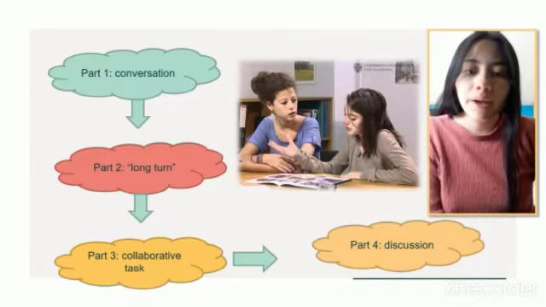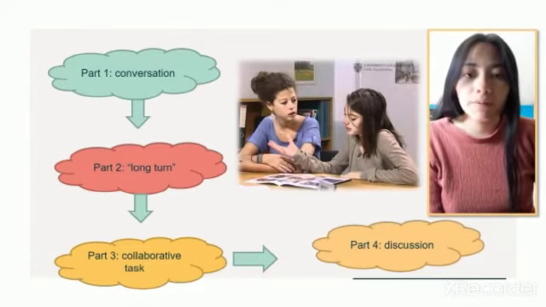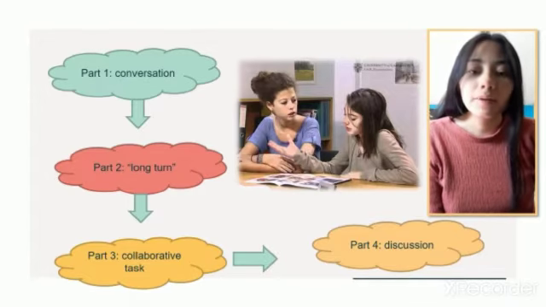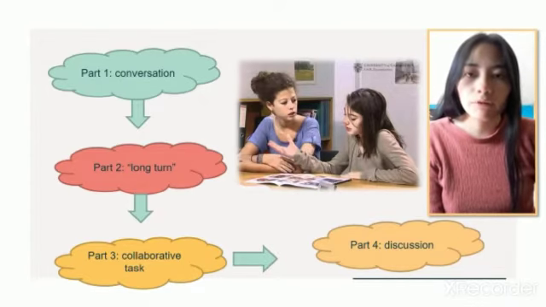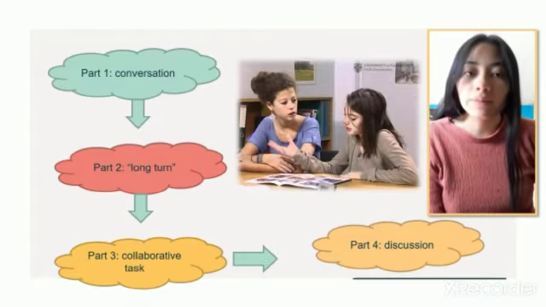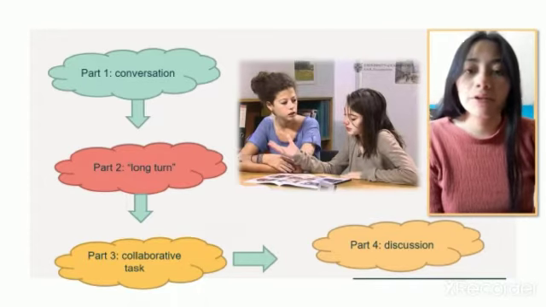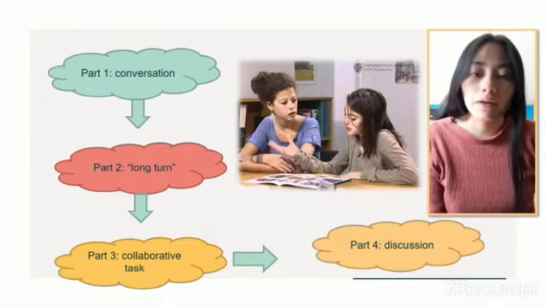So, the speaking paper has 4 parts. The first part is a conversation giving personal opinions. The second part is the long turn, giving information and expressing opinions. The third part is a collaborative task, exchanging information and ideas. And the last part, which is the fourth part, is a discussion developing the topic of part 3.